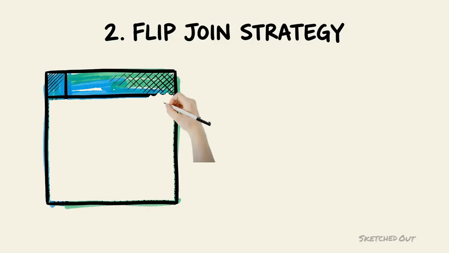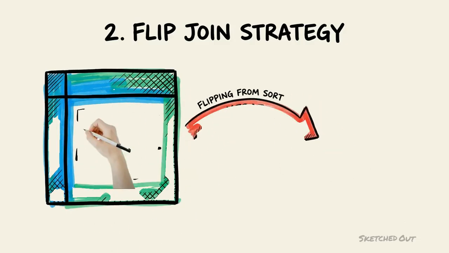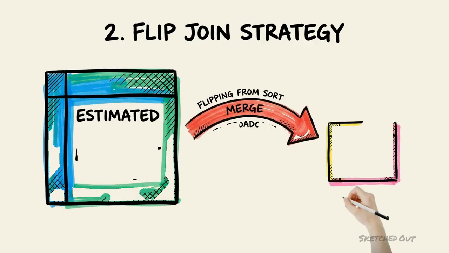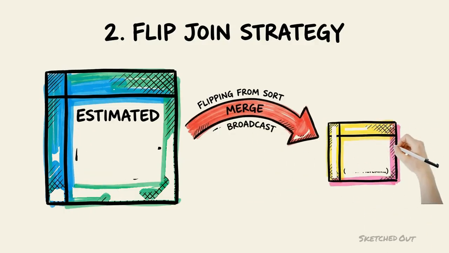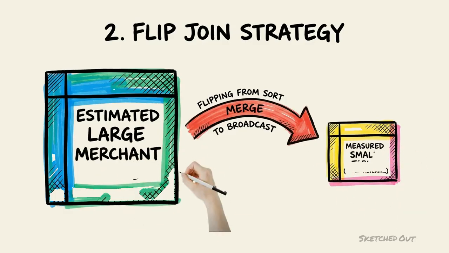We are only keeping active merchants with more than 100 transactions in the last 90 days. Spark estimated how many that would be, but it was wrong. The filter turned out to be far more aggressive than expected. The filtered merchant table is not 2 gigabytes, it is 200 megabytes.